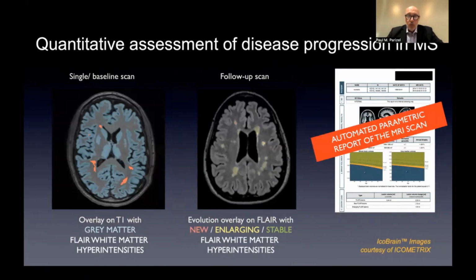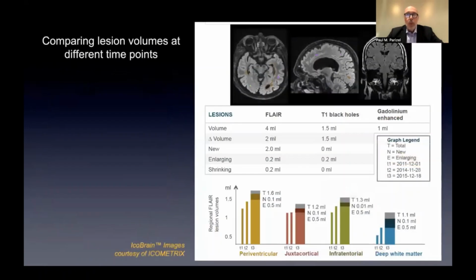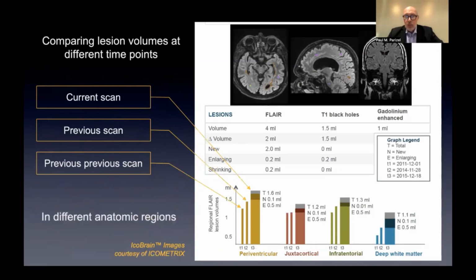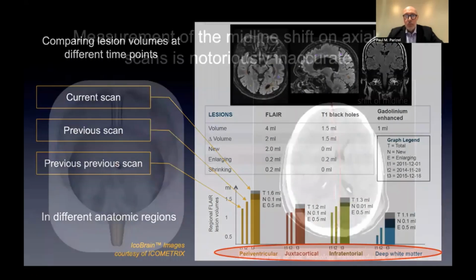At the University of Antwerp, we started doing that about 7 years ago in 2016, comparing lesion volumes at different time points. And this is the report that we would give to radiologists, to neurologists in patients with multiple sclerosis, showing the volume of lesions on the current scan, comparing that with the previous scan and the previous scan, and doing that in different anatomic regions as identified by the McDonald criteria, the periventricular, juxtacortical, infratentorial, and deep white matter.